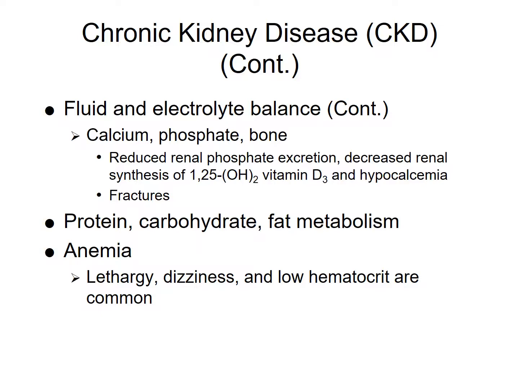All right. Fluid and electrolyte balance is affected. Calcium, phosphate, and bone: we have reduced renal phosphate excretion, decreased renal synthesis of vitamin D, and hypocalcemia. These patients are at increased risk of fracture. Protein, carbohydrate, and fat metabolism are all related to chronic kidney disease. Anemia will result in lethargy, dizziness, and low hematocrit, common due to the interference with erythropoietin.